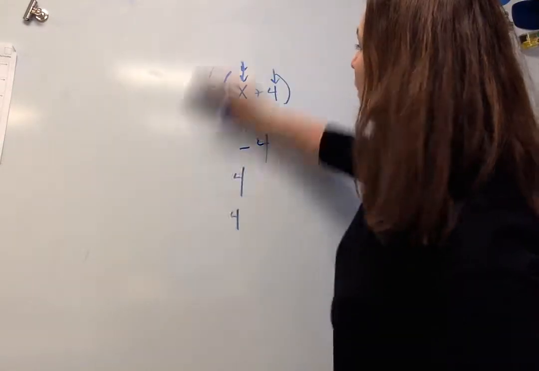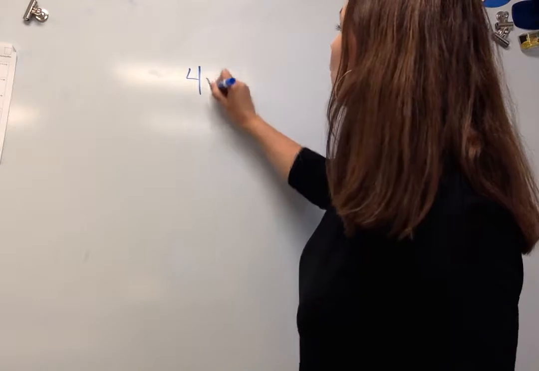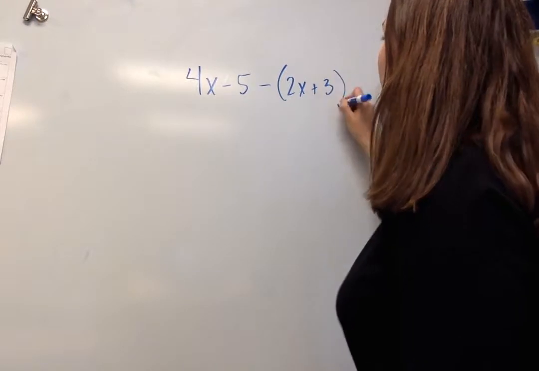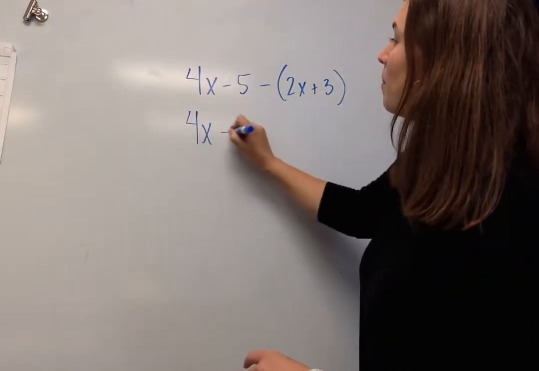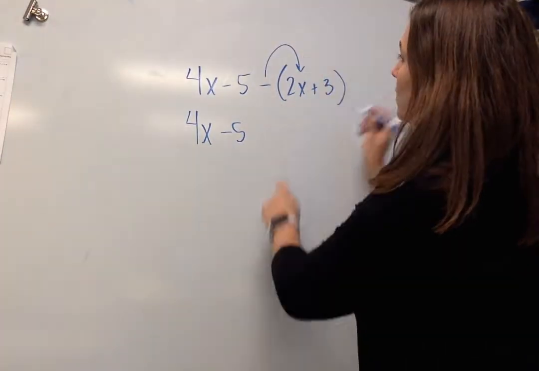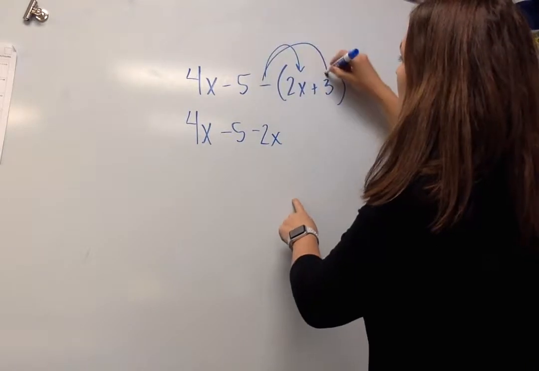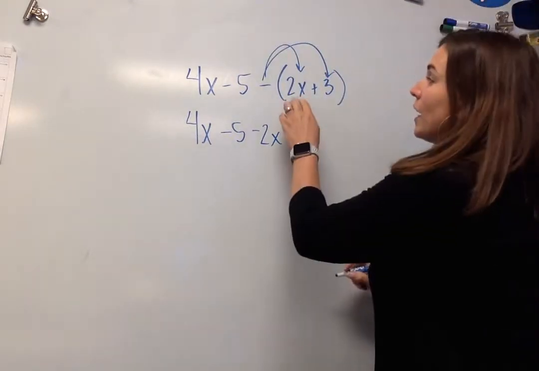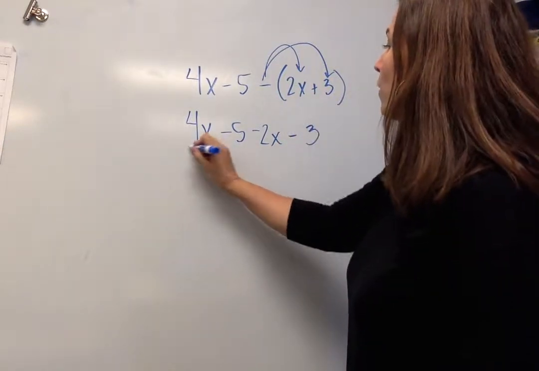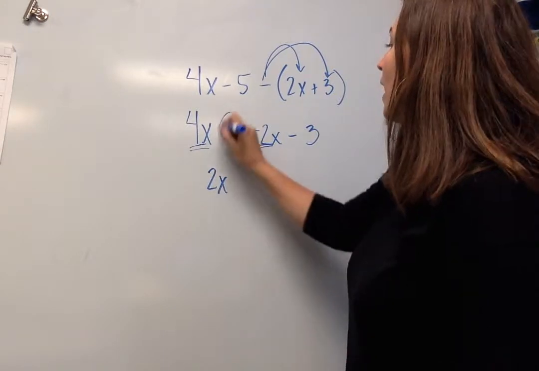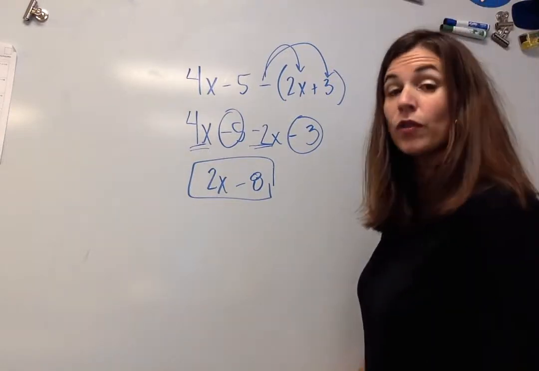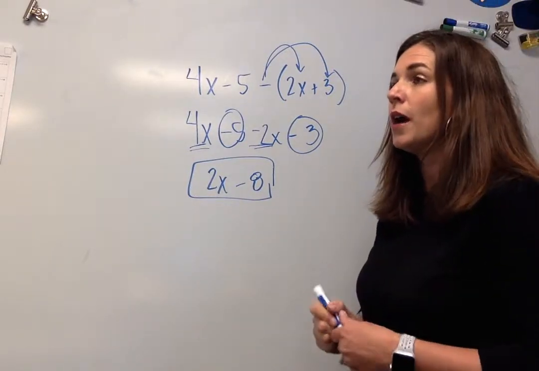Okay, so let's do another one together. If you have 4x minus 5 minus (2x plus 3), 4x comes down, minus 5 comes down. I am just distributing this negative. So it's a negative times a positive 2x, a negative times a positive 3, which is a negative 3. It changes the signs inside those parentheses. So now when I combine, 4x and negative 2x is 2x, and a negative 5 and a negative 3 is a negative 8. And that's my simplified answer. So that was one of the things that I noticed on the test.